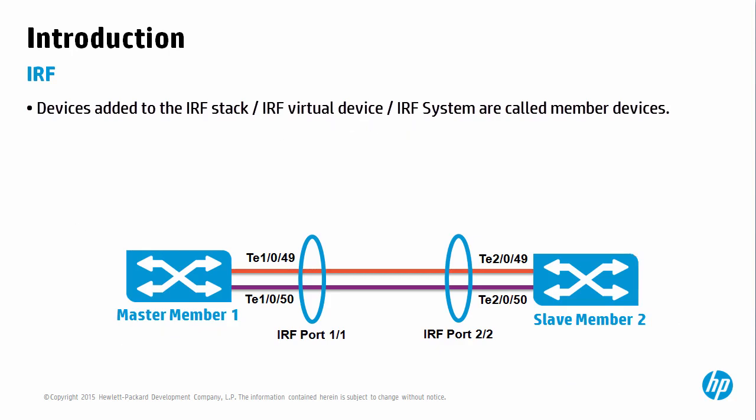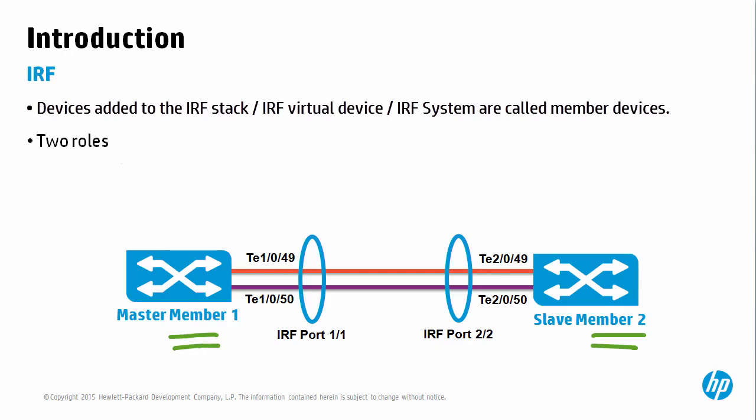An IRF system consists of at least two physical switches identified by member numbers. The member numbers need to be unique. So in this example, we have two devices. Member 1 is the master IRF device, and member 2 is the slave or standby IRF device.